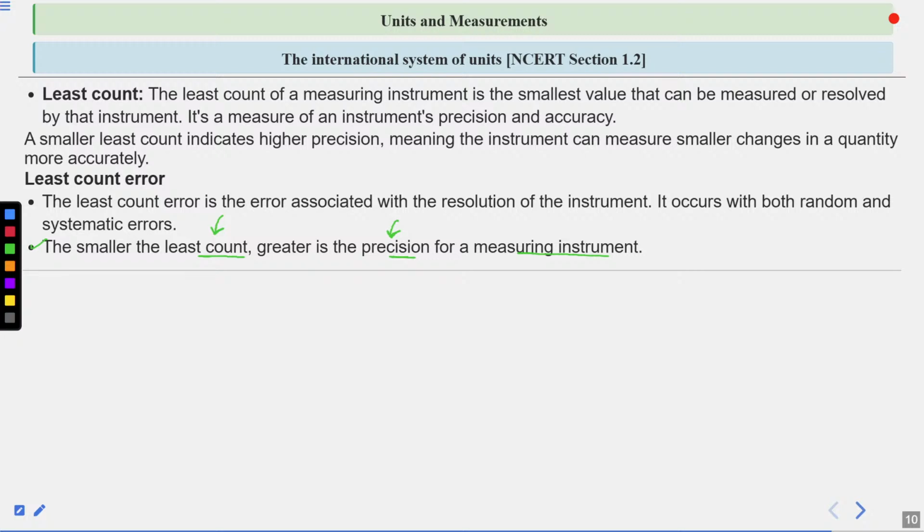Base units, as the name suggests, base means fundamental. Fundamental units are known as base units. There are 7 types of base units. And radian is used for measuring angles. Least count error.